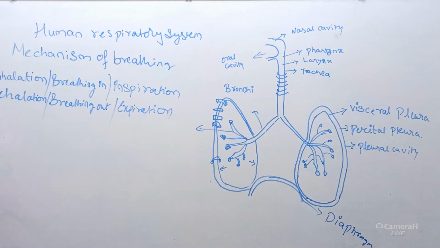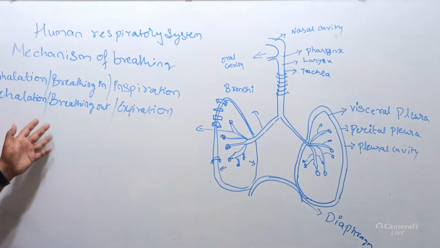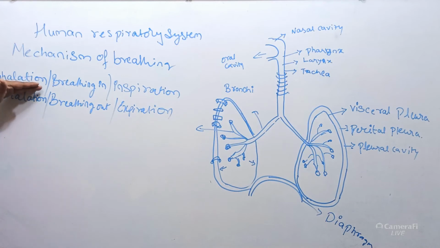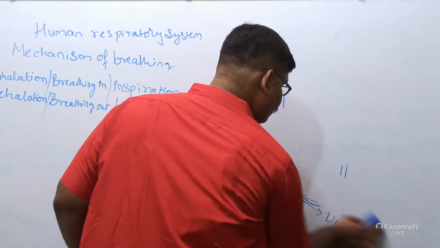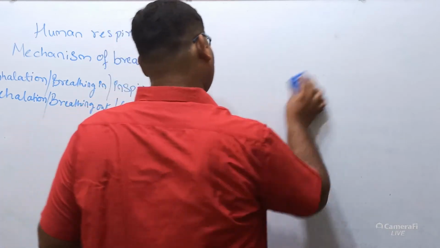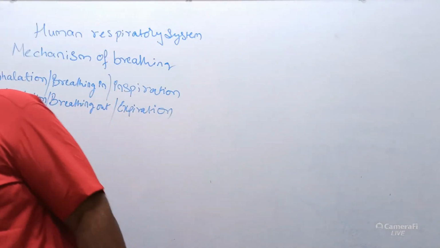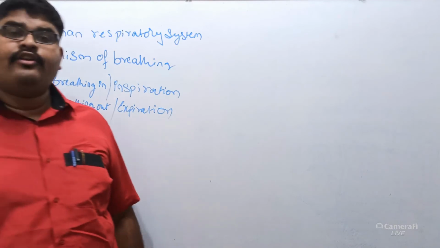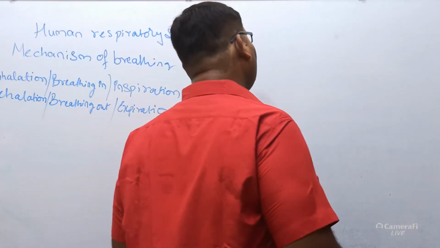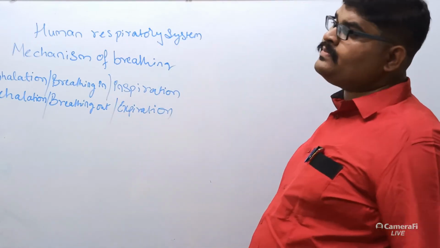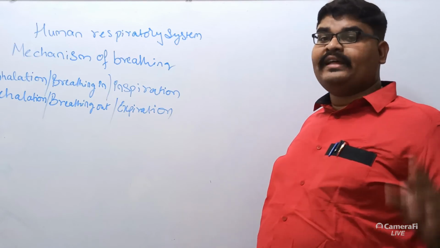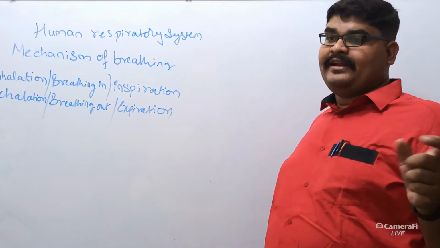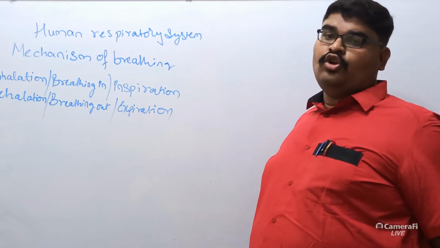Now let us understand what happens when we inhale air and when we exhale air. Before understanding the concept, first let us understand a concept from physics, that is movement of air or wind. According to physics, air always moves from the region of higher pressure to the region of lower pressure.